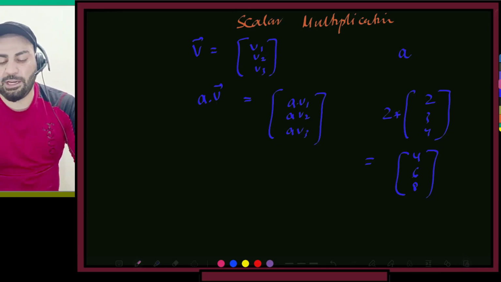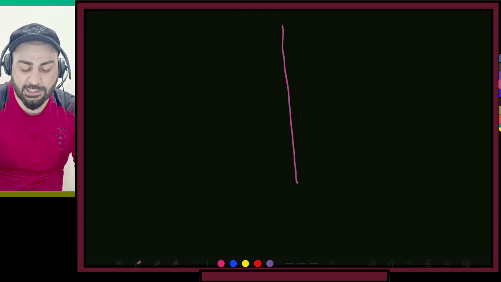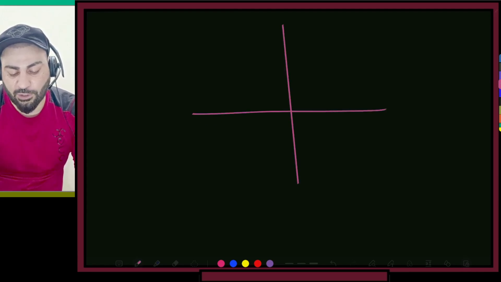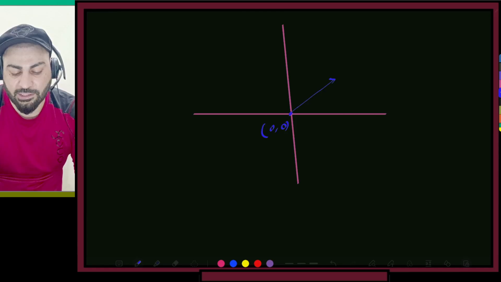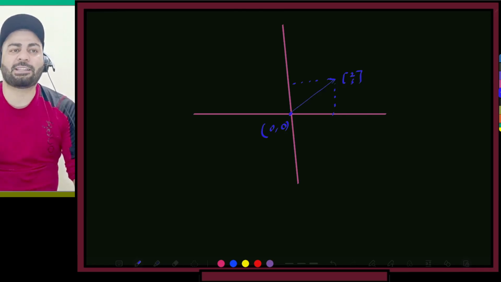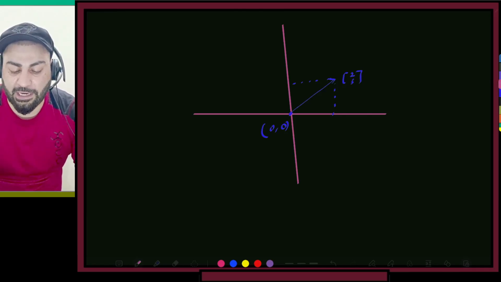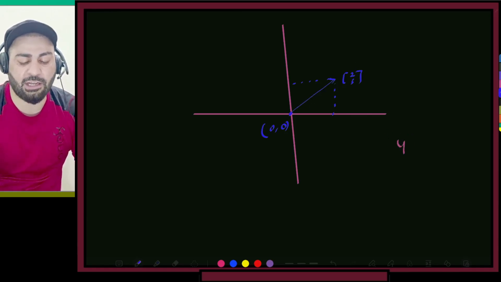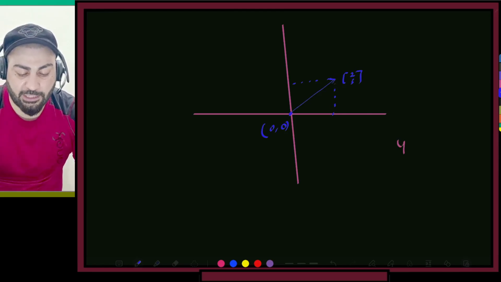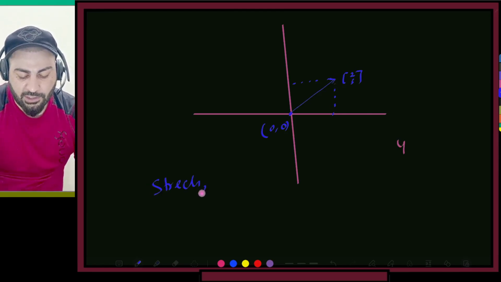If we see it on that 2D coordinate system that we have been seeing, this is my 2D coordinate system and this is my origin. If I have a vector like this, let's suppose this vector over here represents 2, 3. Now if I multiply it with a scalar, let's suppose 4, what it basically will do is stretch the vector. So what it will do is stretch or squish the vector.